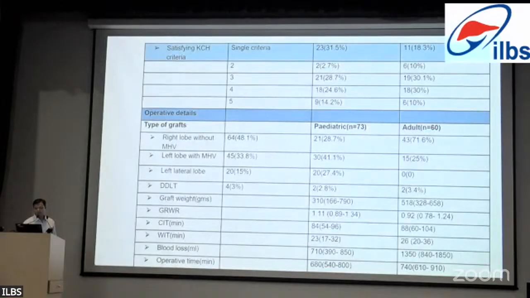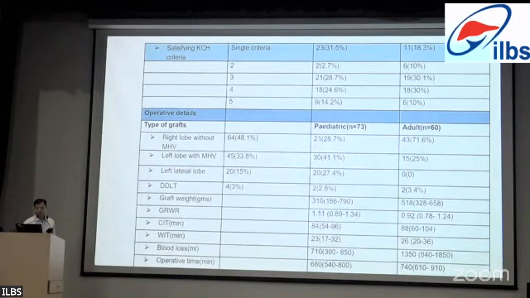Most of the patients satisfied KCS criteria. Almost 30% of the pediatric patients and almost 20% of the adult patients had satisfaction of a single criterion. For 2, 3, and 4 criteria, most of the patients satisfied either 3 or 4 criteria of King's College criteria.